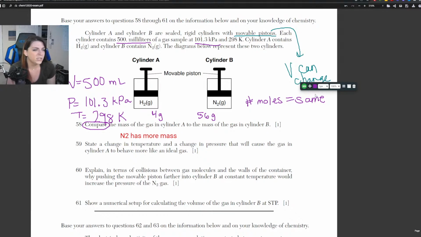Okay, moving on to 59. State a change in temperature and a change in pressure that would cause the gas in cylinder A to behave more like an ideal gas. Ooh, okay.